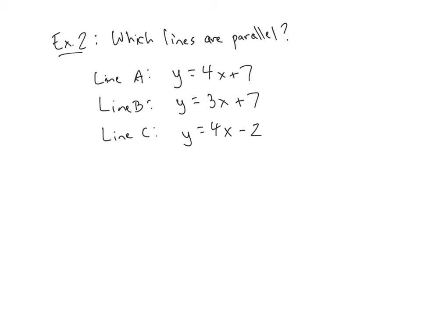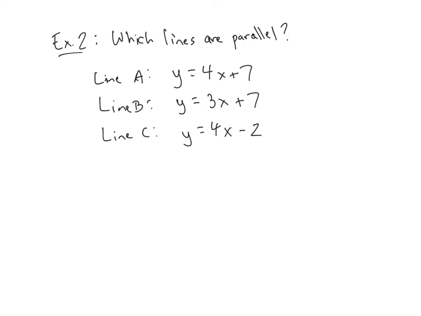All right, let's take a look at our second example here, and it's going to hit the second half of that definition. So example 1 was all about two lines that would never cross. This one's going to be about two lines that have the same slope. So we want to know which of the two lines are parallel. We have line A, which is y equals 4x plus 7. We have line B, which is y equals 3x plus 7. And we have line C, which is y equals 4x minus 2.